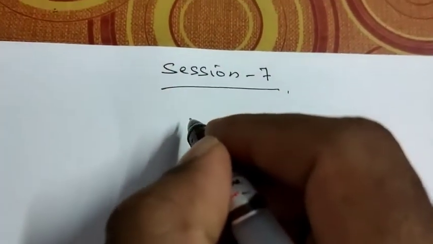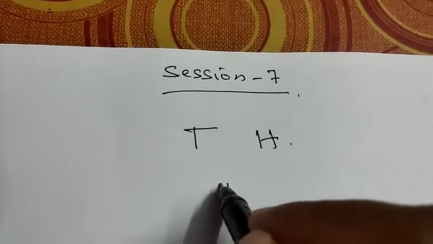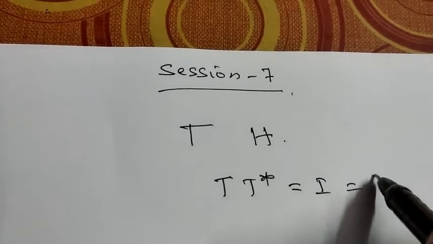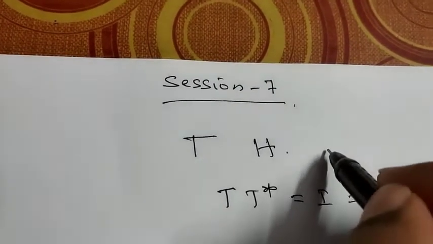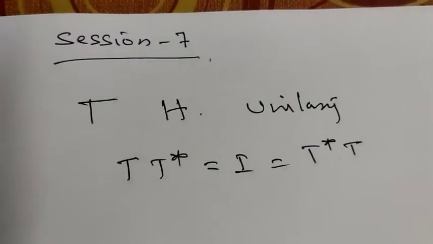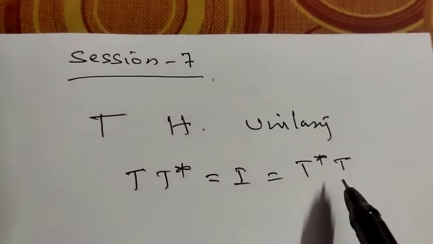Suppose T is an operator on a Hilbert space H. Then this operator T is said to be unitary if T into T star is equal to I, that's equal to T star into T. So the operator T on a Hilbert space is said to be a unitary operator if T into T star is I, that's equal to T star into T.